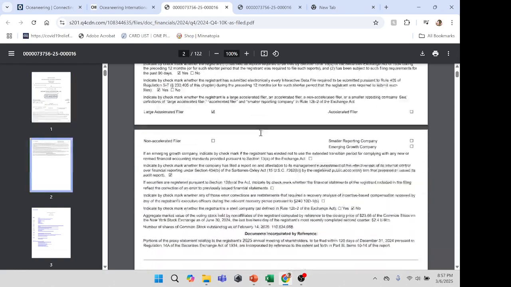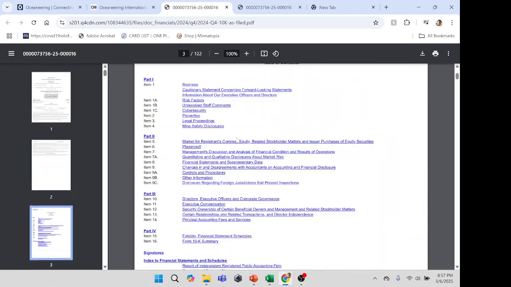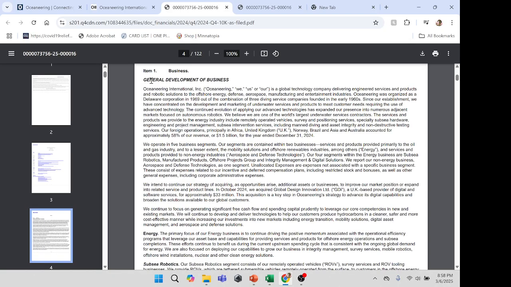Very easily, you scroll down a little bit, and here it shows all the items that we have. For this case study, I would say that you don't have to read every single item in here. First, you want to focus on reading the business and the risk factors. Why is it important? Let's say you hit on the business. This is going to be the general development of the business.